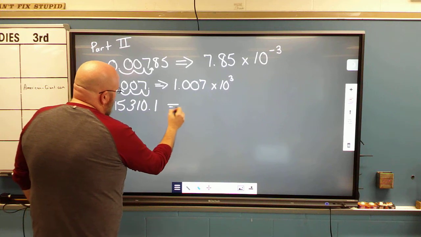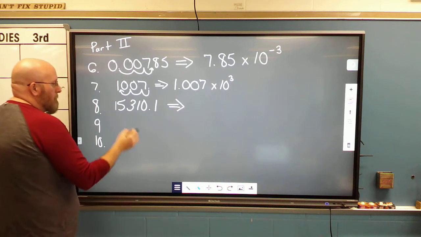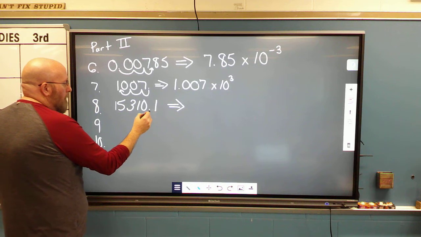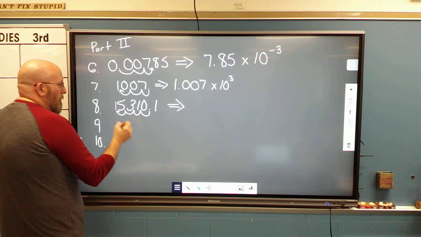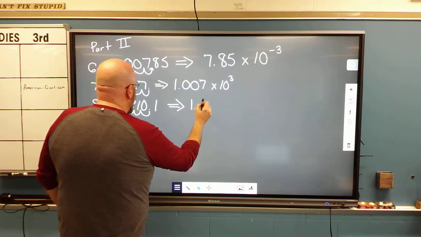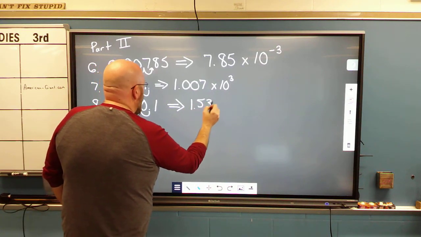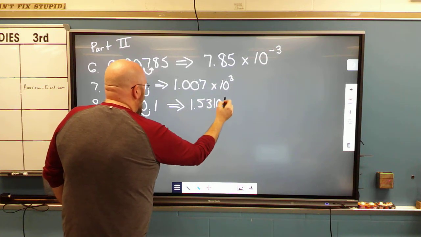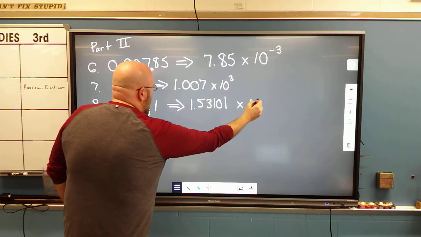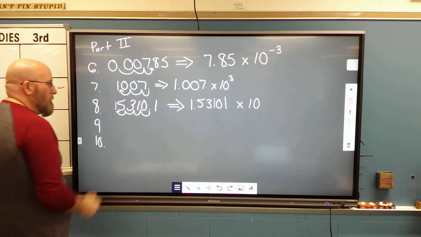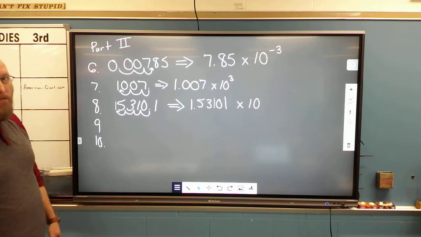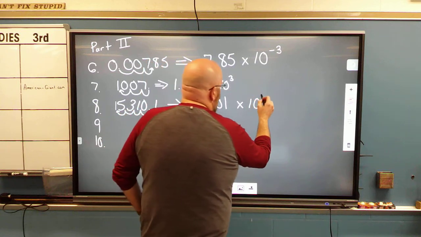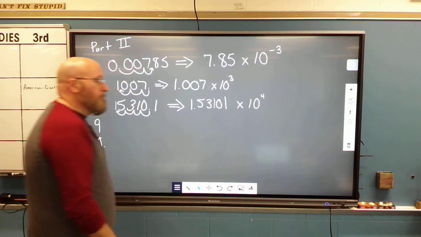15,310.1. Again, same thing. We're going to move our decimal to where there's only one number to the left. 1, 2, 3, 4. So I go 1.53101 times 10, and again that 0 still counts because it's a captive number. And how many places did we move it? 4, right? And since this number is greater than 1, we're going to put that as a positive. Okay?